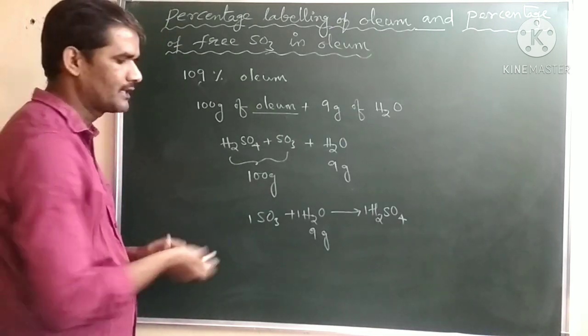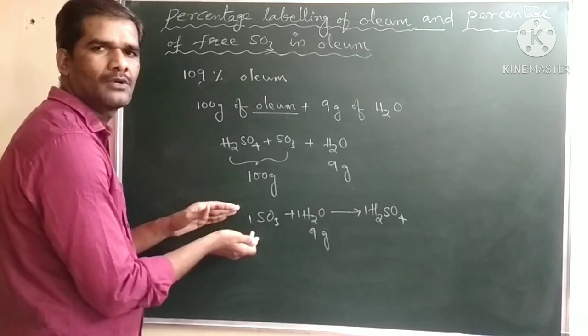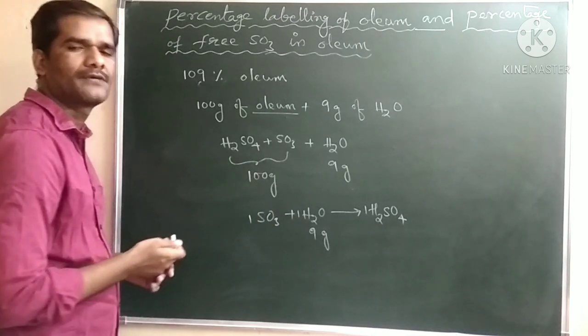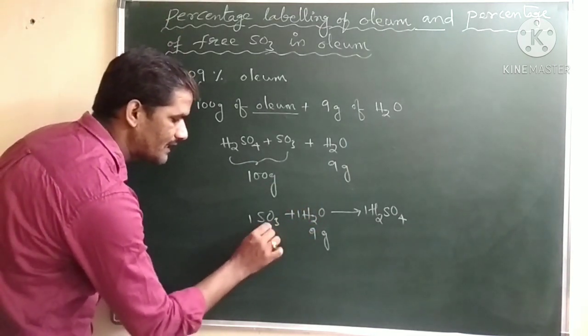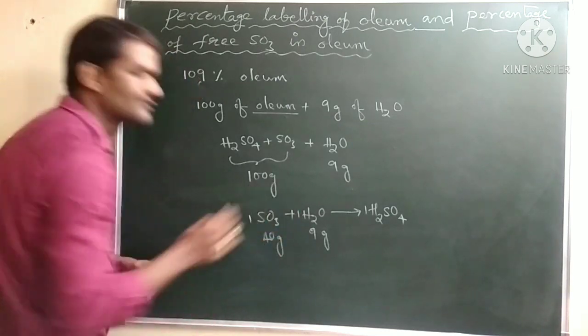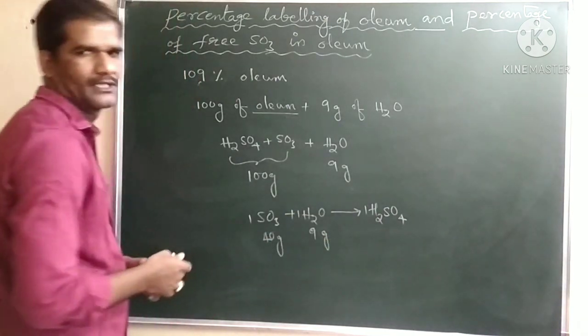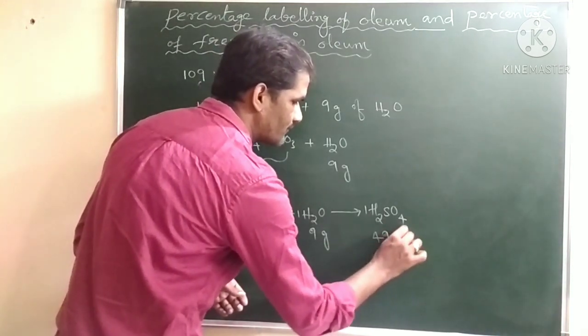According to stoichiometry, 1 mole means 18 grams of water requires SO3 with molar mass 80. So 18 grams requires 80 grams of SO3. Then 9 grams of water will completely react with 40 grams of SO3. Then it will form the respective H2SO4. How much will you get? 49 grams of H2SO4.